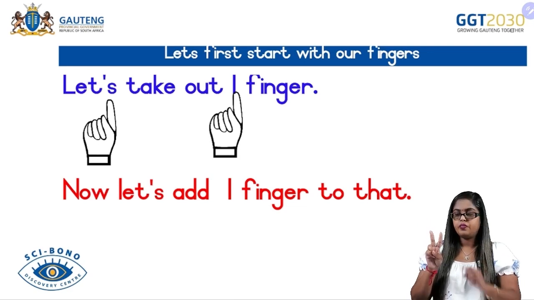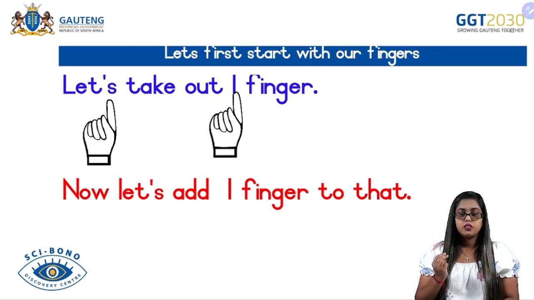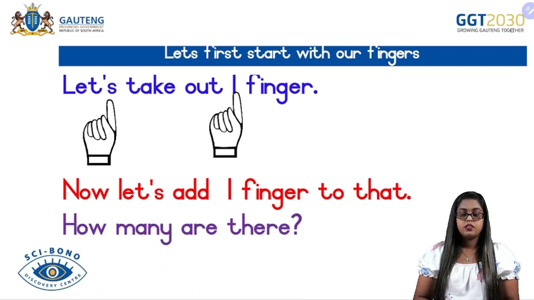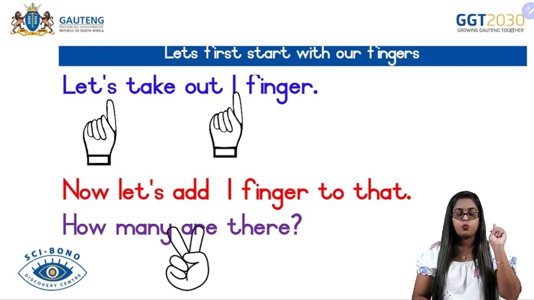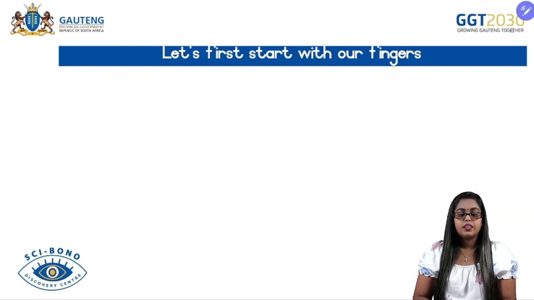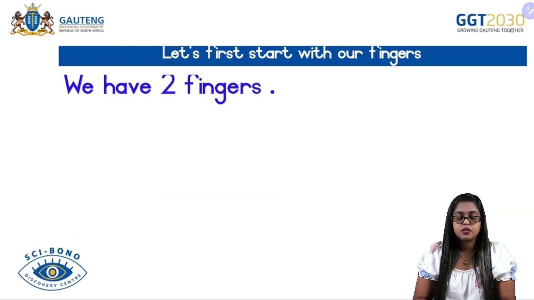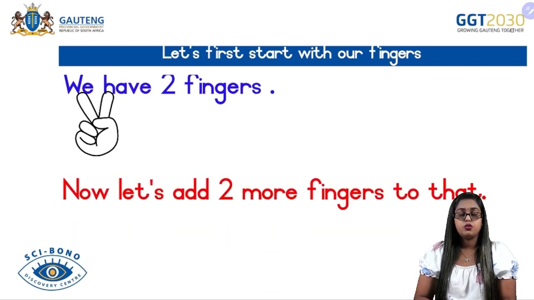Let's count them. 1, 2. Do you have 2 fingers? Let's check. How many are there? 1 and 2. Good job. Now that we have our 2 fingers, let's add another 2 fingers to that.